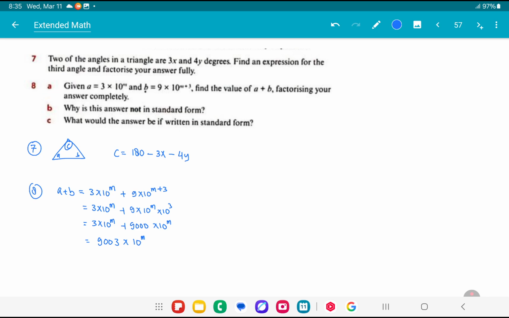Why is this answer not in standard form? So the number we get must lie between 1 and 10. So if we change the answer to standard form, we will write it as 9.003 times 10 raised to the power of m plus 3.